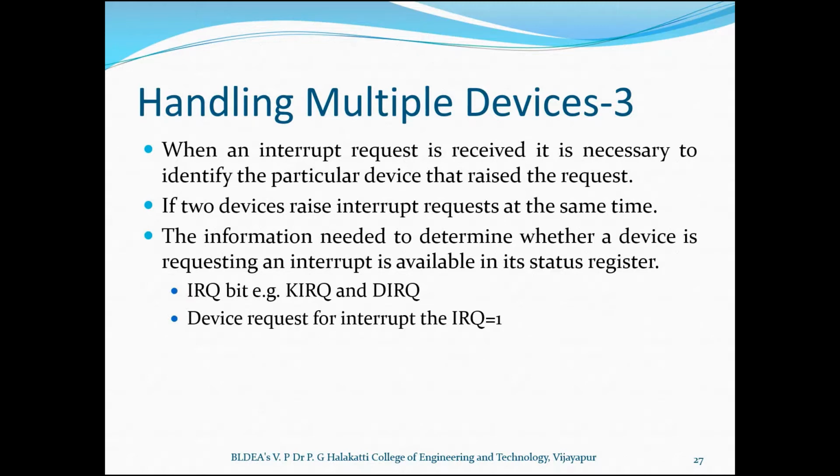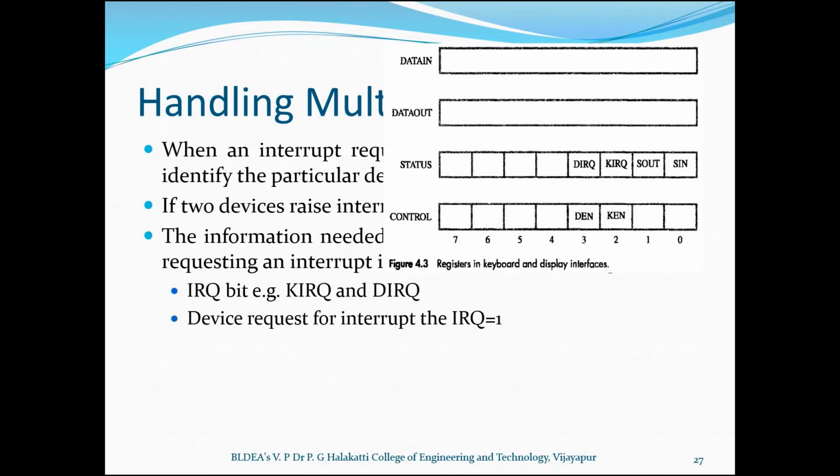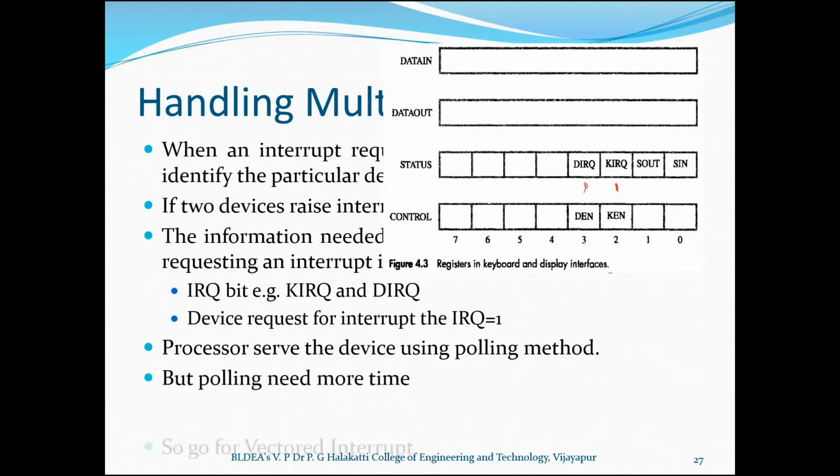We have already seen in a diagram the interrupt request bits, that is, the keyboard interrupt request and display interrupt request will be enabled. So for the device requesting the interrupt, its IRQ bit will become 1. This is the diagram which we have seen, in which the status register has display interrupt request and keyboard interrupt request bits, and if they are set to 1, it means the interrupt has occurred through these devices. The processor serves the device using the polling method, but polling needs more time.